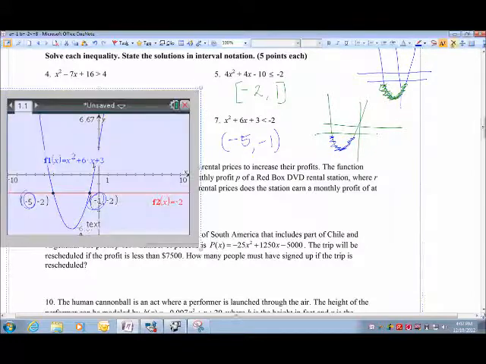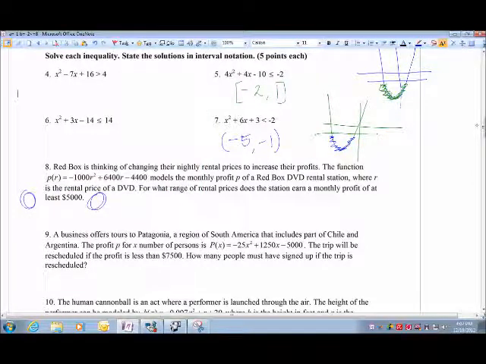Hopefully, me moving around in this computer has not confused you. Hopefully it helps you seeing the calculator and all of that good stuff.